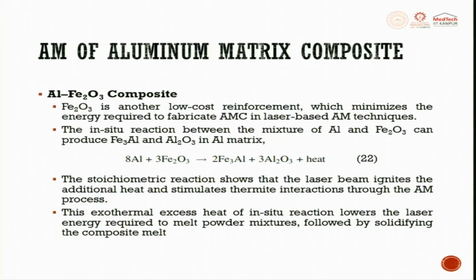When we mix iron oxide in aluminium, we can also make such composites. Fe2O3 is another low cost reinforcement which minimizes the energy required to fabricate AMC in laser based additive manufacturing technique. This is an in situ reaction, which means you don't use iron powder; you have ingredients that react and form the reinforcement. The in situ reaction between the mixture of aluminium and iron oxide produces Fe3Al plus Al2O3 plus heat.